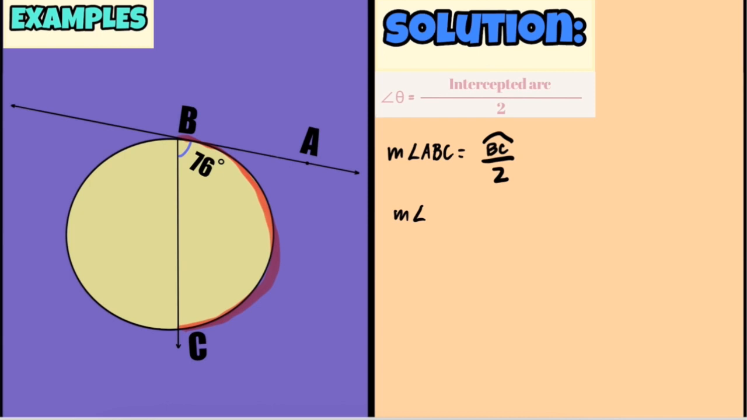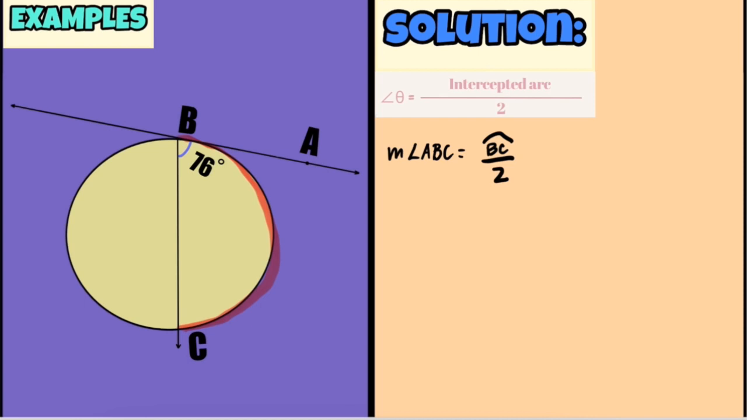That's correct. The intercepted arc is BC. But here's a question though. I put the harder example in the beginning, but don't worry, it's fine. You have the measurement of angle ABC equal to arc BC over 2. That's correct. Now the question is this.